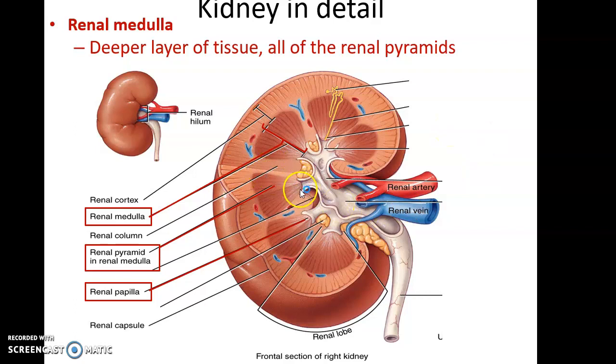When you get to the point or apex of the renal pyramids, you end with a structure called the renal papilla, which is fitting into this whitish structure. So renal papilla, renal papilla, renal papilla.